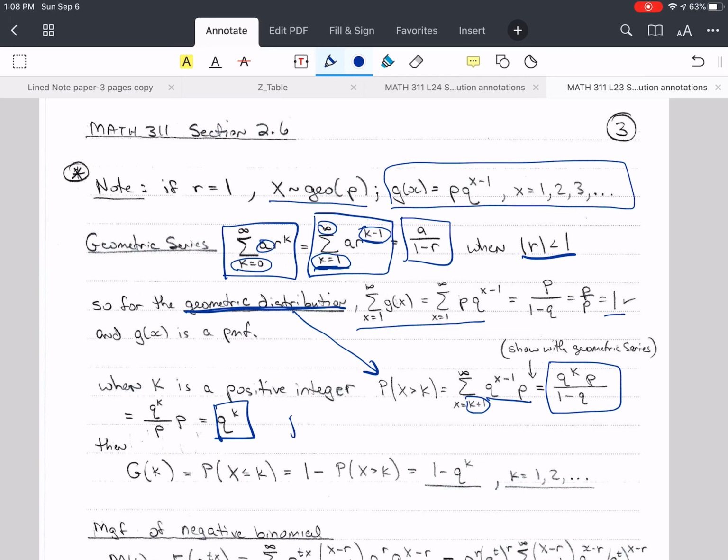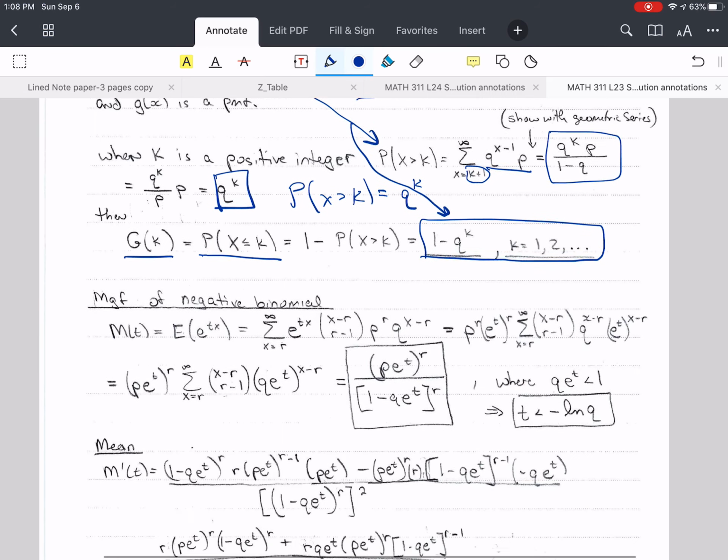We now know that the probability that x is greater than some value k is equal to q raised to the k. So an easy expression for that. And when we have the greater than, we can figure out the less than or equal to as well, which is our CDF. And so our CDF ends up being 1 minus q to the k, for k equals 1, 2, etc. for the geometric. Again, this is the geometric, not the general negative binomial, but the specific case of the geometric.